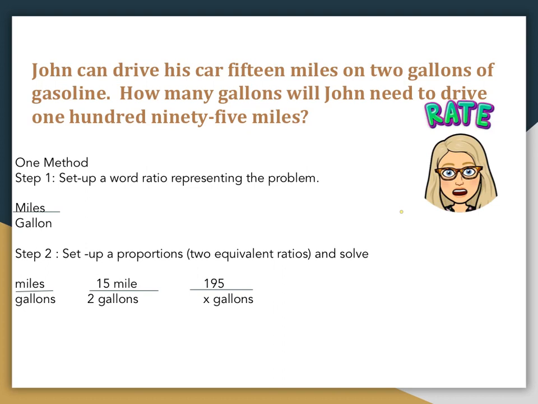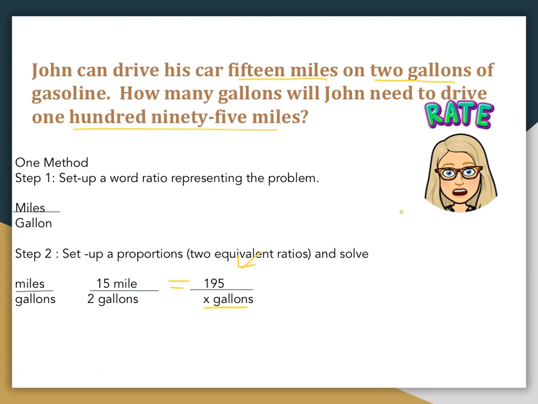Step number one, we always want to set up a word ratio representing the problem. In this case, we're comparing two different units of measure, miles and gallons, so that's my ratio. My second step is to set up the proportion using the information from the problem and solve. Again, you can see that I'm still using miles to gallons, and I fill in the information, which is 15 miles takes 2 gallons. And my question is, how many gallons do I need to travel 195 miles? So if I can use a proportion to solve this for x, we'll be done.